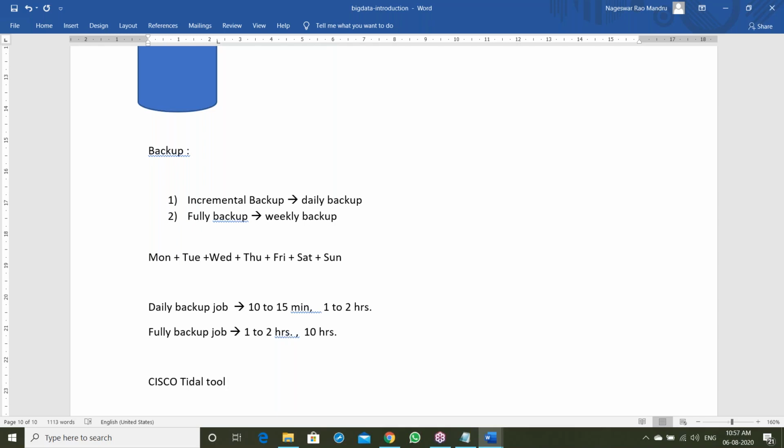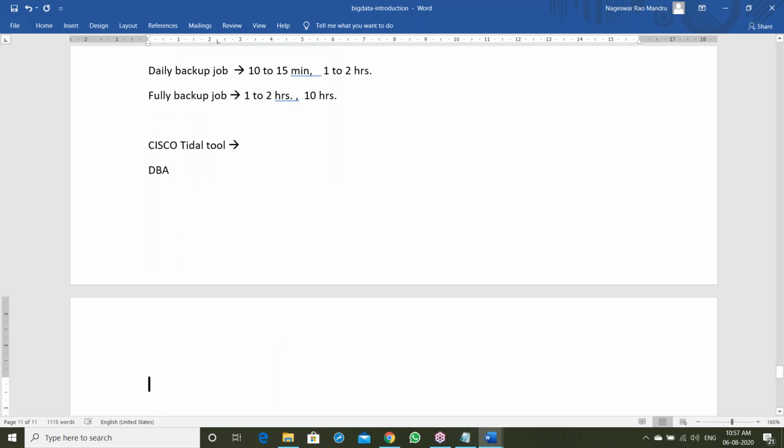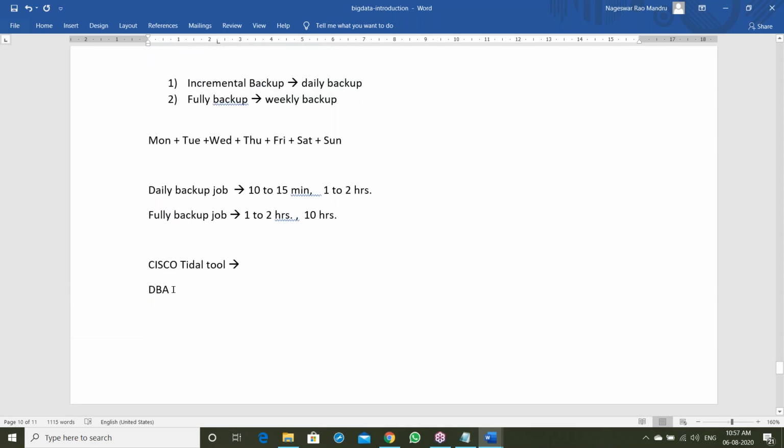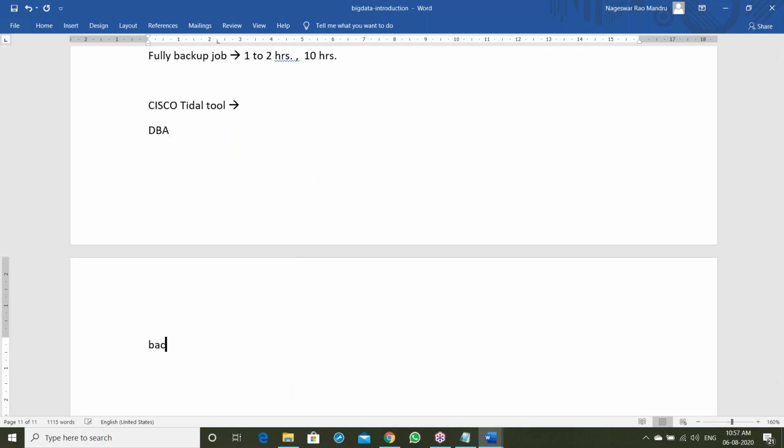Suppose the backup job fails. Then this tool generates a mail and sends it to the DBA, the database administrator. The DBA receives the errors and the reason the backup failed. Now the DBA has to open the database backup script and identify the issue.